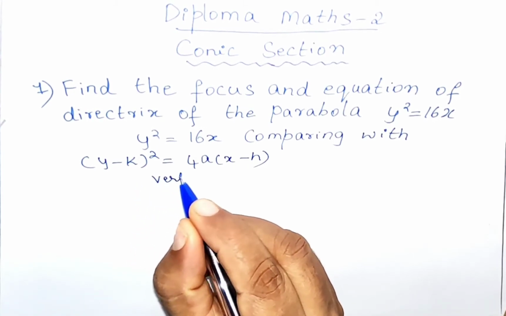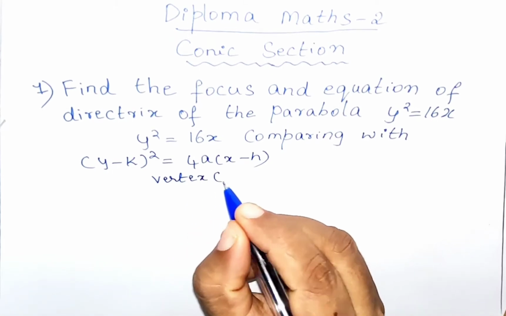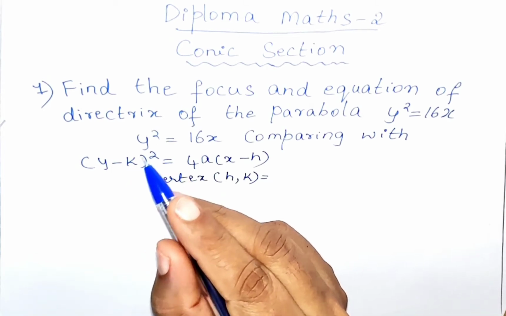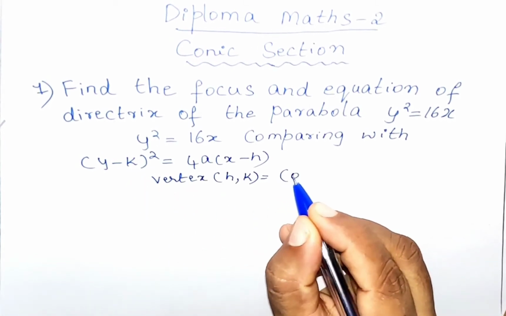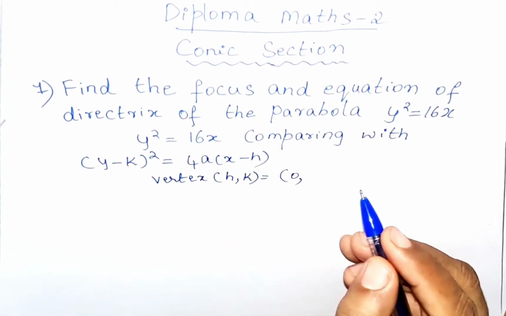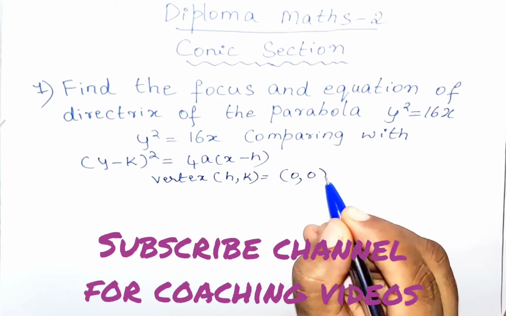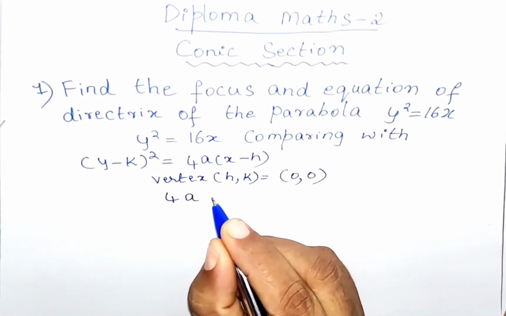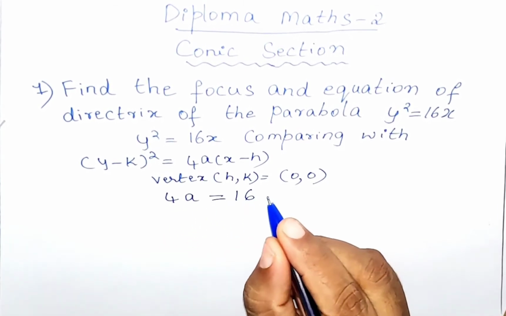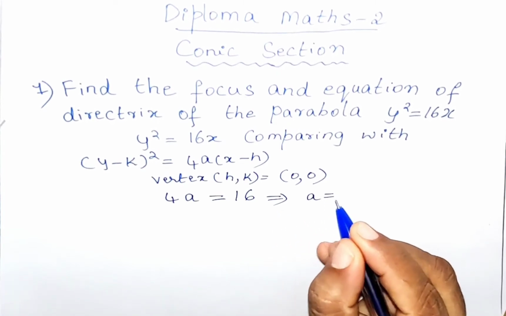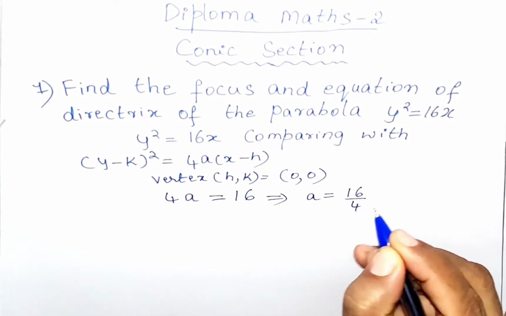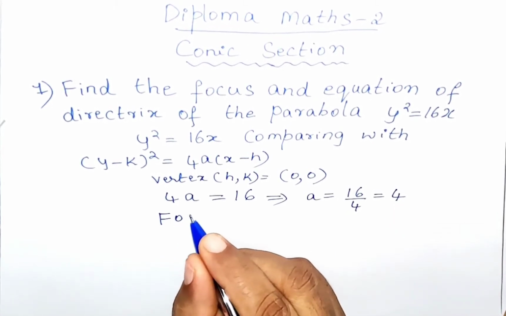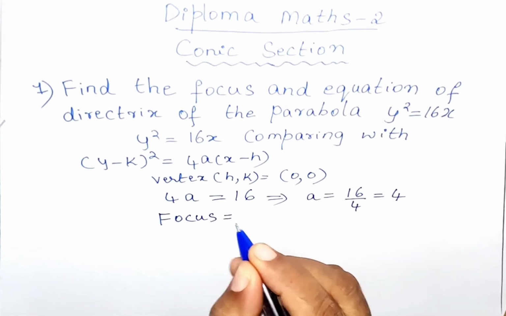Now on comparing, in the left hand side we have only y square. We can write it as y minus 0 whole square. So our k is 0. And in the right hand side it is 16x. We can write it as 16 into x minus 0. So it is clear that our h is 0 and k is 0. Hence we got the vertex h comma k is equal to 0 comma 0. Now in 4a's place we have 16. That is a is equal to 16 by 4 and we get 4 on simplifying.